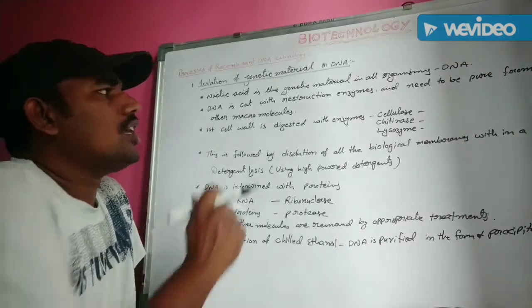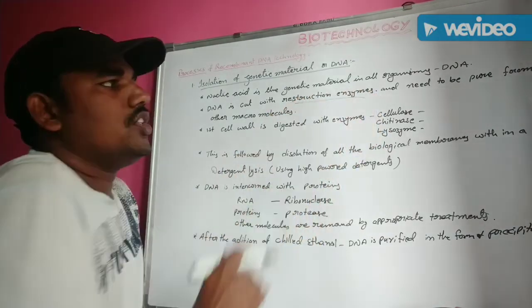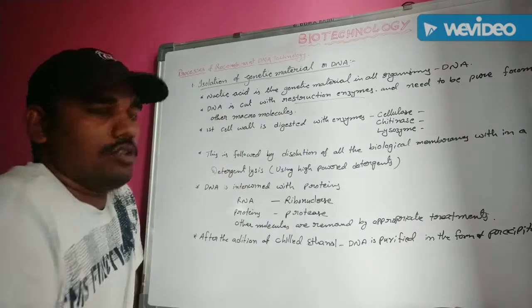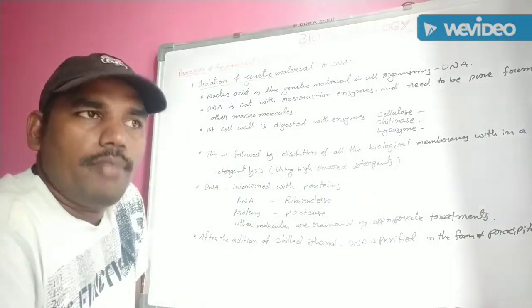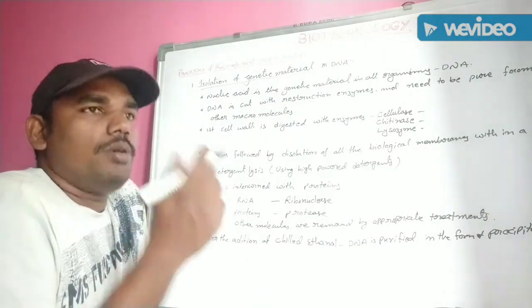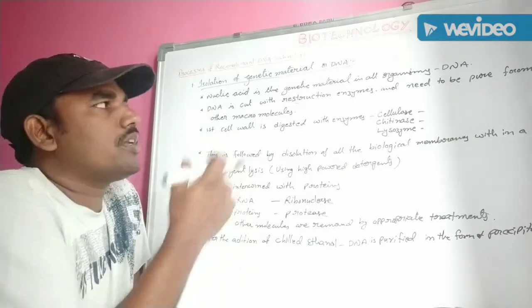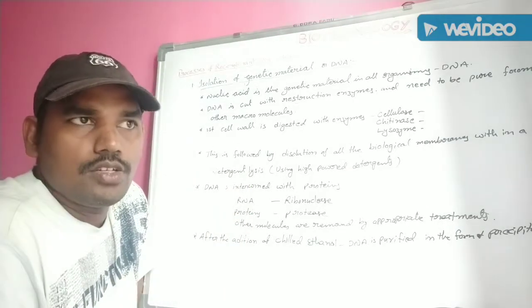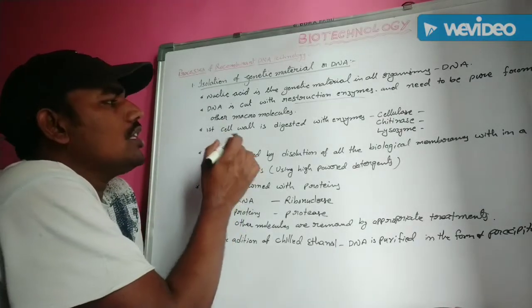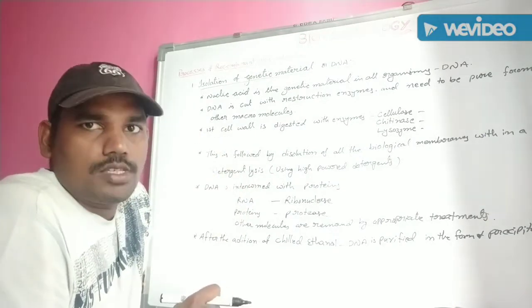This DNA is cut with restriction enzymes, and also needs to be purified from the other macromolecules. Some macromolecules and micromolecules, some amount of RNA and also proteins are present in the nucleic material. Okay. So initially the cell wall is degraded with the help of some enzymes.